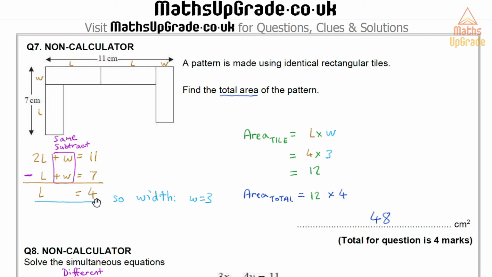4. Now I know the length is 4, and since the whole height here is 7, I know the width must be 3, since 7 minus 4 is 3. So length is 4, width is 3, so the area of each tile, it's a rectangle, so length times width gives us 12, and there's 4 tiles altogether, so 12 times 4, 48 centimeters squared for 4 marks.